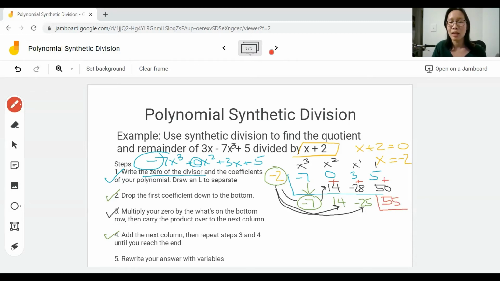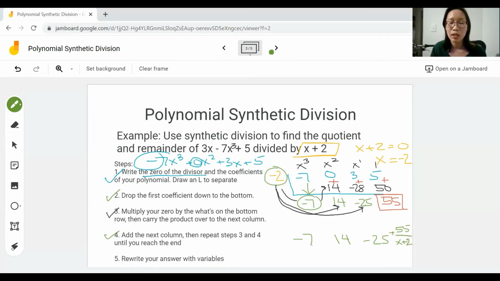And this is my last one, so I'm just going to draw a box around it. This is going to be my remainder. Once I've hit the end, I'm going to rewrite my answer with variables. And so I'm just going to recopy down the coefficients, negative 7, 14, negative 25. And since I know my 55 is a remainder, I'm just going to go ahead and write it over my divisor, which was x plus 2.